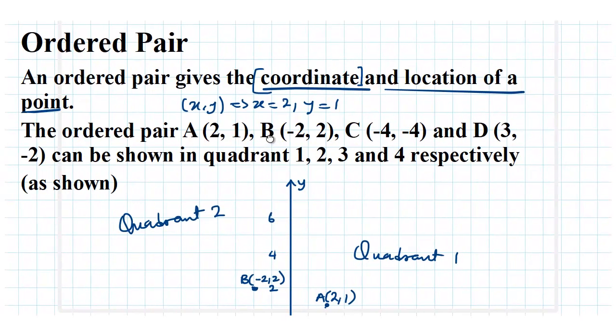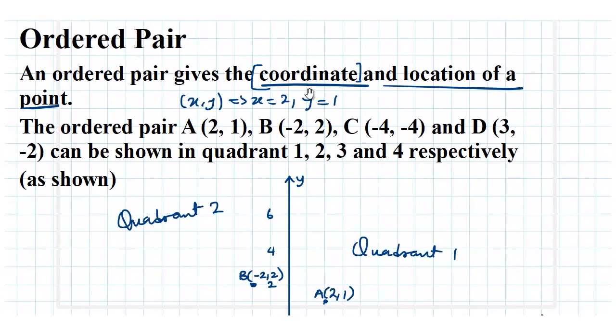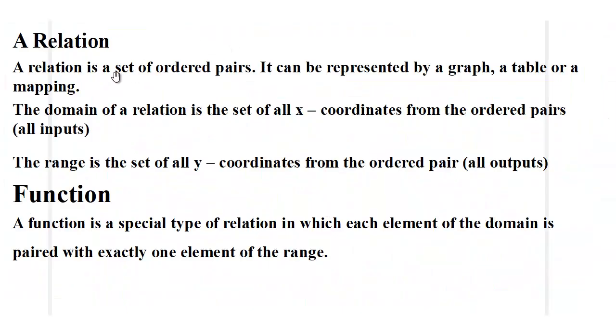But the most important part of the ordered pair is the fact that you can locate it in the xy plane. So now the relation is a set of ordered pairs, and it can be represented by a graph, table, or mapping. So when we say being represented by a graph, it implies that a relation can actually be placed in a table. But the most important thing, it must have a domain which represents the x coordinate, and it must also have the range which represents the y coordinate.